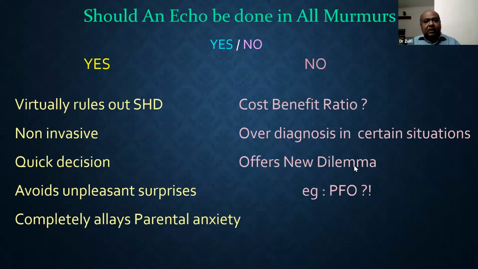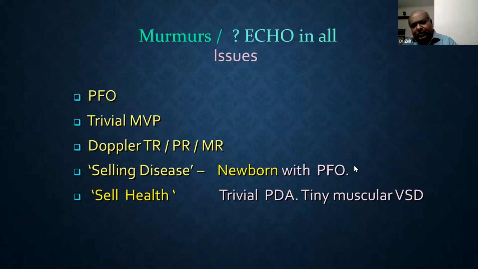For example, the majority of the newborn babies in KIMS nowadays, Dr. Shobha used to refer almost all babies to me when I was a consultant. The majority of them had a PFO. So if you tell the parents that your baby has a 4 millimeter PFO, you will cause trouble to the parent. So it is a tricky area. Some children are referred for a trivial MR, and you are also prompted to report a trivial AR. It's very difficult because it may be normal. And Doppler TR, Doppler PR, and even Doppler MR in an adolescent can be absolutely normal.